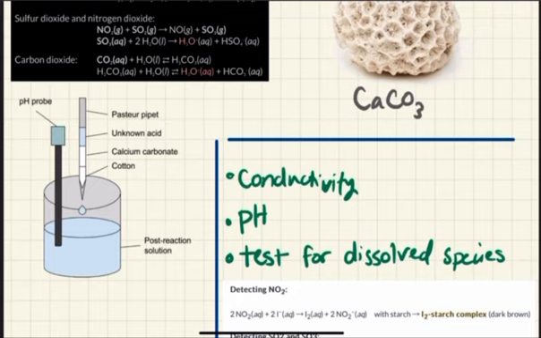You just can't do it too quickly or it won't have time to react with the calcium carbonate, and you'll get inaccurate measurements of changes in pH.